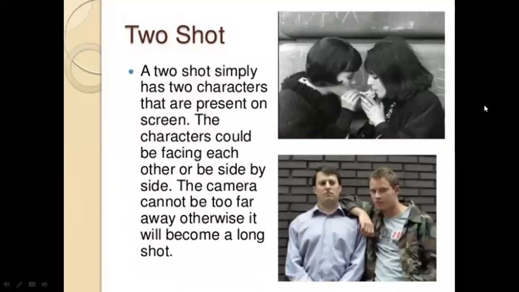Now we have a two shot. A two shot basically is a type of shot in which the frame encompasses two people at a time. The subjects don't have to be next to each other. And there are many common two shots which have one subject in the foreground and the other subject in the background.